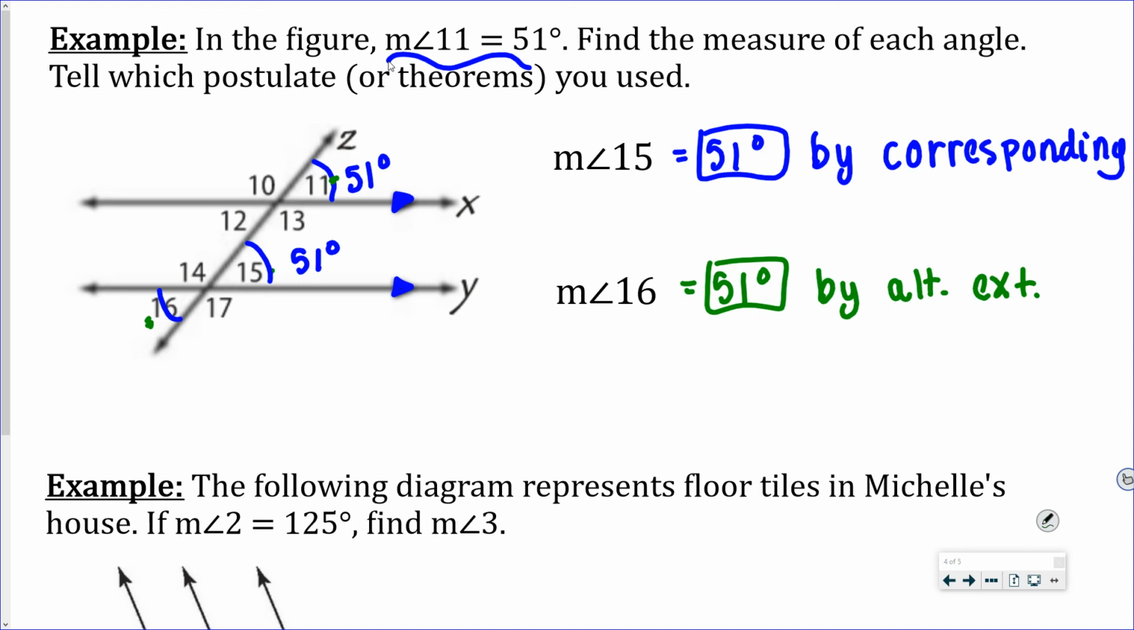It doesn't ask me to do this, but could we figure out what angle 10 is? What is it?